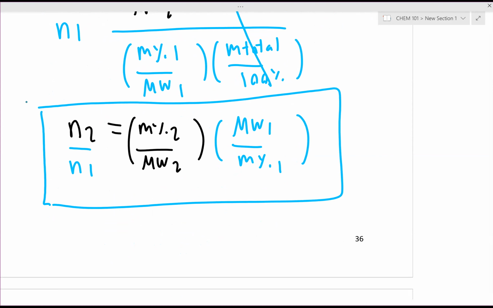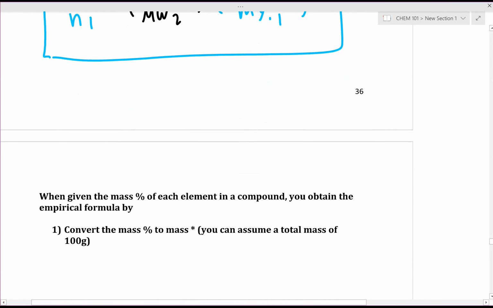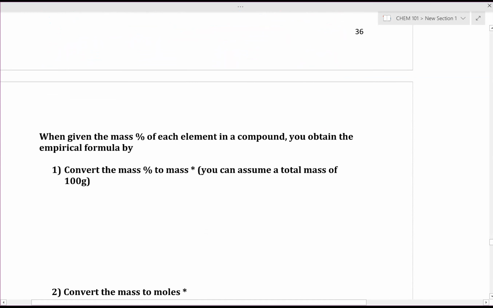Yep, mass percents. And what else do we need? Molar mass. Or in this case, the mass of your element. So let's put this equation into practice. I can't necessarily just say this is useful. Let's prove that it's useful. So let's apply this equation to an example.